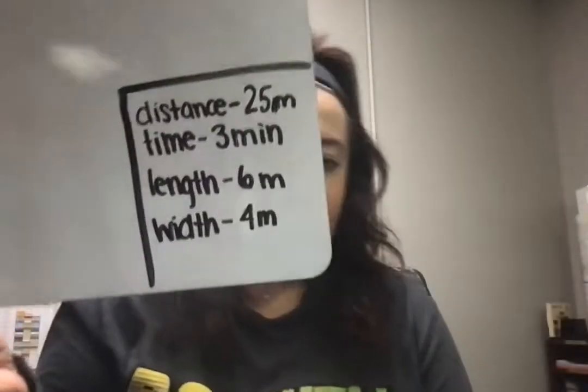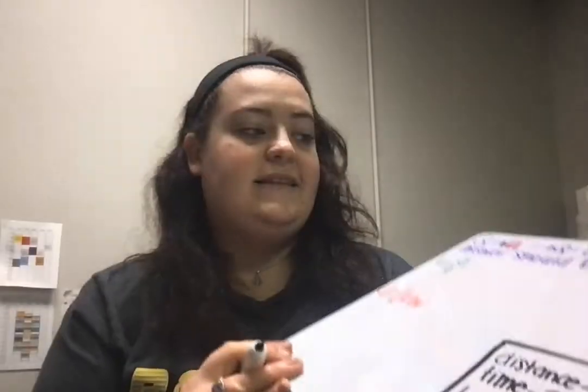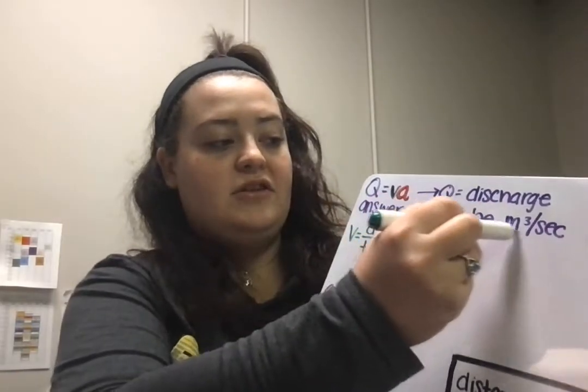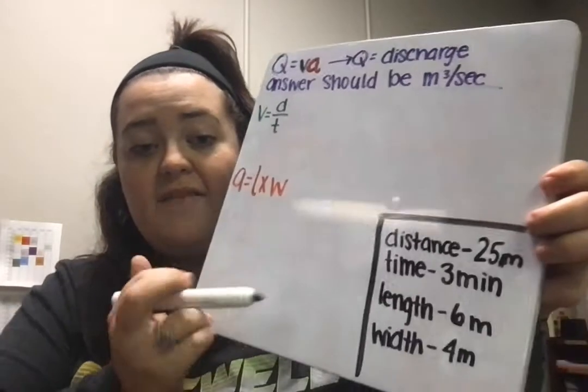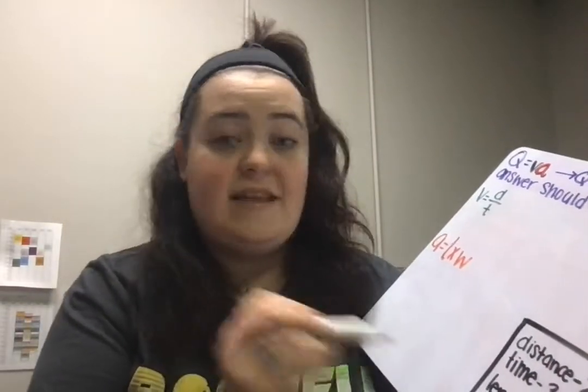So let's calculate for our volume. V equals D over T, and that's going to be distance over time. Our answer should be in meters cubed per second. I've actually given you the time in minutes, so let's go ahead and fix that so it's in seconds.